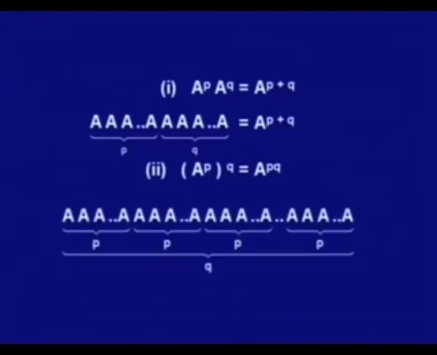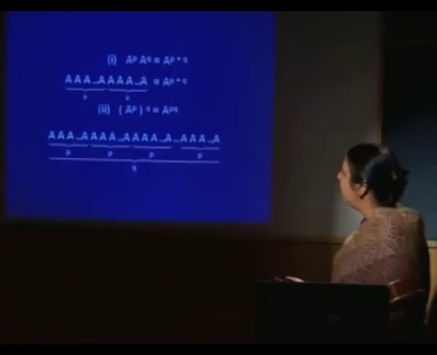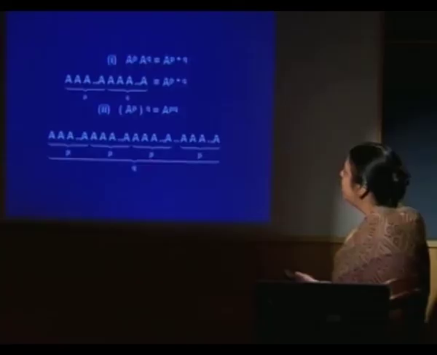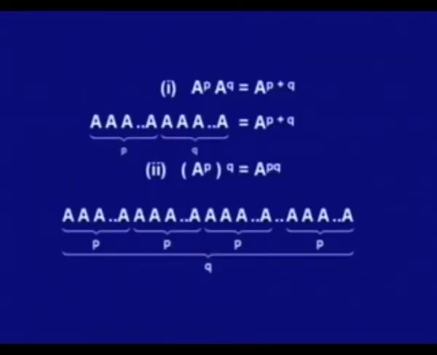Similarly, A^p when multiplied q times, we have a matrix A raised to power pq, and this can be proved as this. Here A is p times, this is A^p, this is another A^p, and this is to be multiplied q times, and these are q such expressions, and what we have on the right hand side, A raised to power pq.